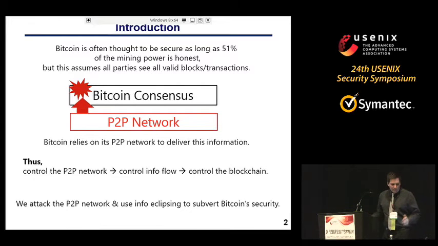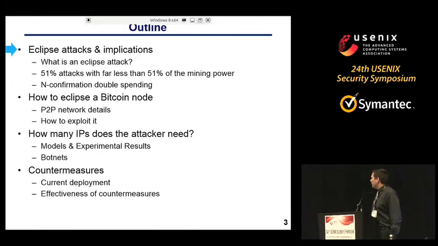In this talk, we're going to attack the peer-to-peer network and use information eclipsing to subvert Bitcoin security. So first I'm going to tell you what an eclipse attack is and the bad things you can do with an eclipse attack. Then I'm going to show you how you can get into position to perform an eclipse attack on the peer-to-peer network, and the resources necessary to do this. And then finally, I'll discuss our countermeasures and their deployment in the Bitcoin ecosystem.